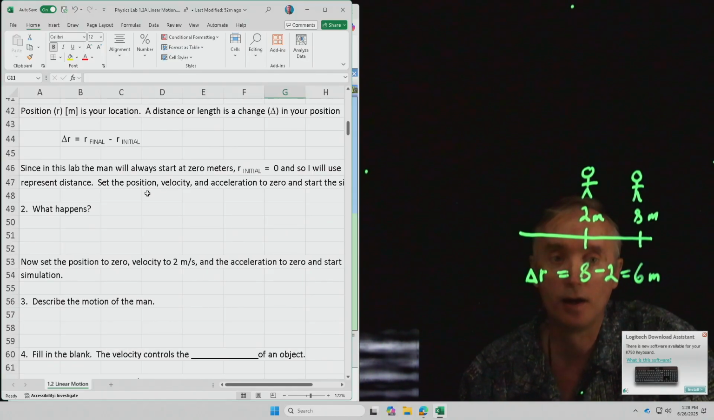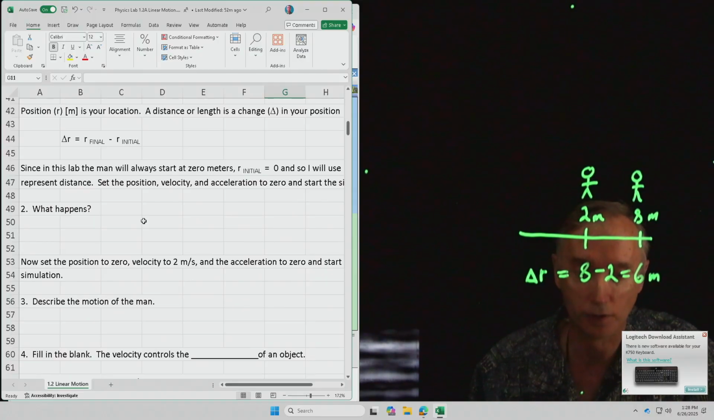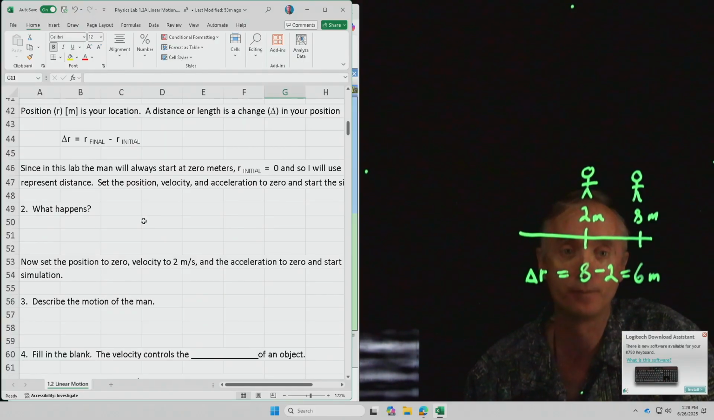Now we're going to set the position and the velocity and the acceleration equal to 0 and then start the simulation. Let me just forewarn you, it's going to be boring, all right? You might be wondering, why in the world would I even want to do that? But set the position, his velocity, which I'm going to say is the same thing as his speed, and later we'll find out that speed and velocity are not the same. And also set the acceleration equal to 0, and then just see what happens there.